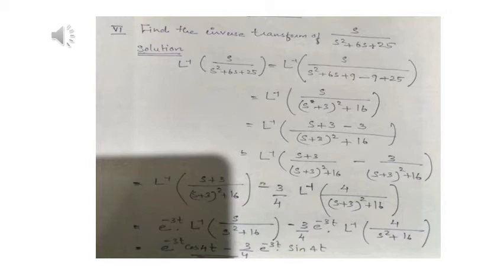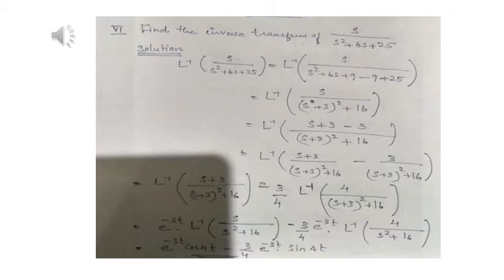Then you can write L inverse of (s+3) by (s+3) the whole square plus 16 as e raised to minus 3t into L inverse of s/(s² plus 16), minus, here also there is a constant in the numerator, that is 3, but actually we need the square root of 16. Square root of 16 is 4. So multiply by 4, divide by 4. So that is 3/4 into L inverse of 4/((s+3) the whole square plus 16).